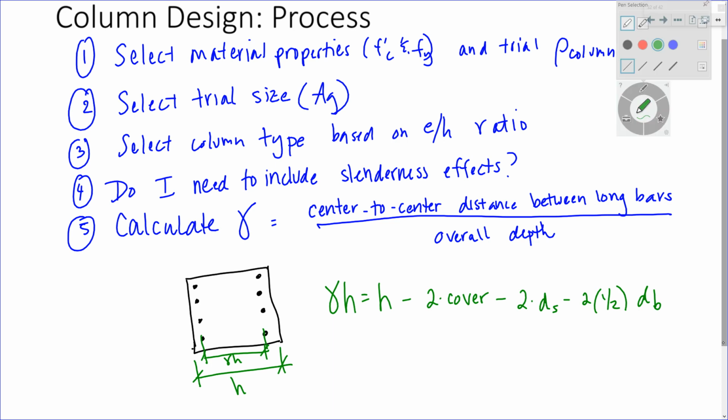Right, I don't have my stirrups in there, but right, they would be like that. So you take your height, you subtract the cover, you subtract your diameter of your stirrups, and your 2 half bar diameters.